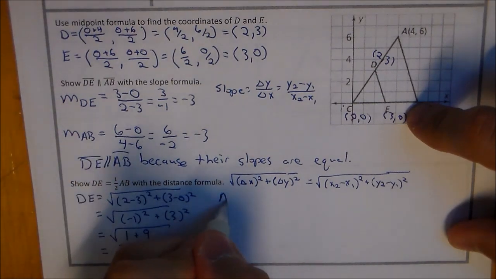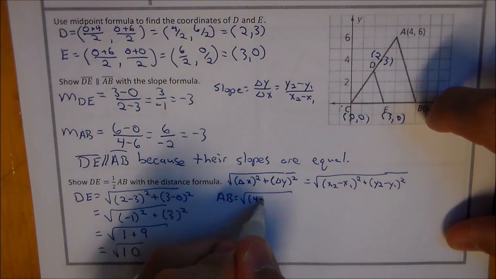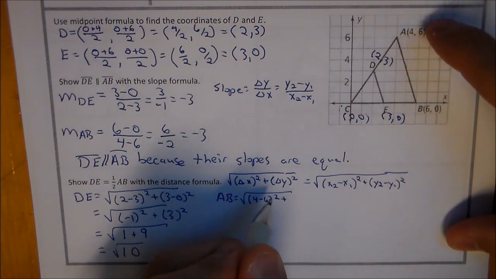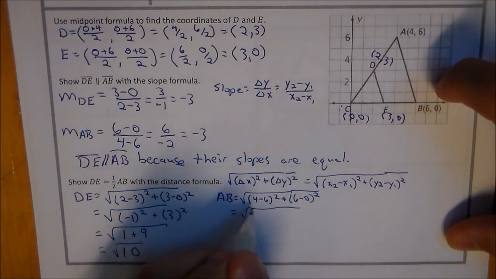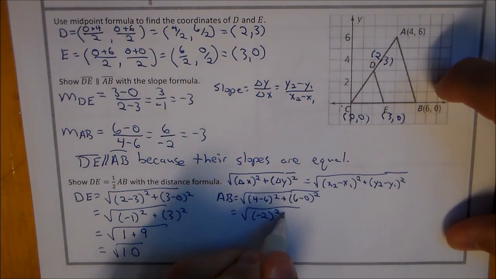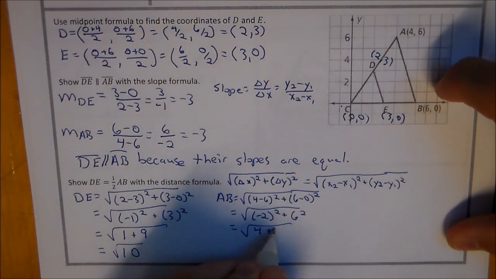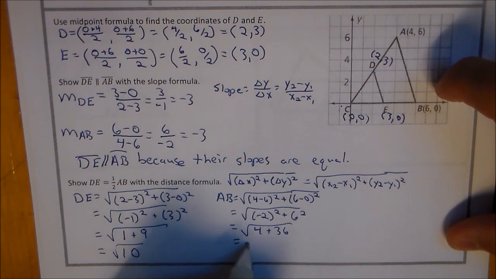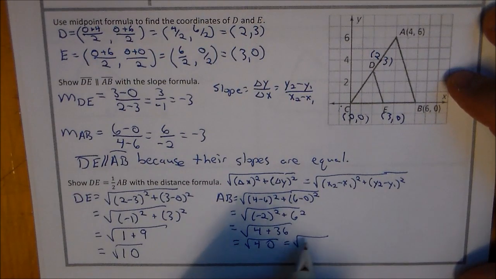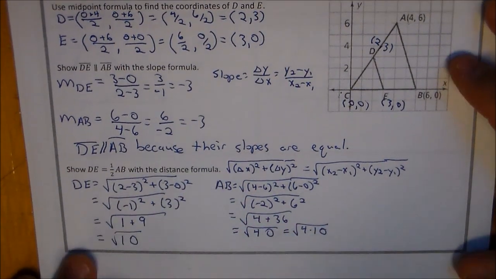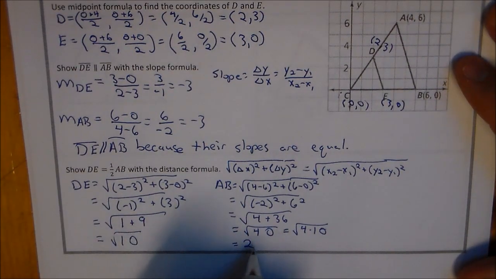Now for AB, same thing. For AB, we're going to go 4 minus 6 squared and 6 minus 0 squared. So now we have 4 minus 6 is negative 2 squared, and then 6 squared. We get the square root of 4 plus 36, which is the square root of 40. Now 40 is 4 times 10.